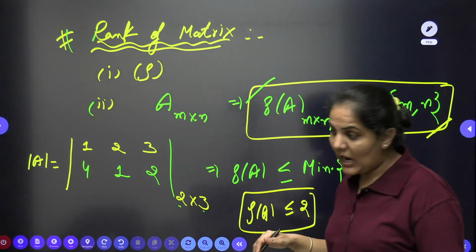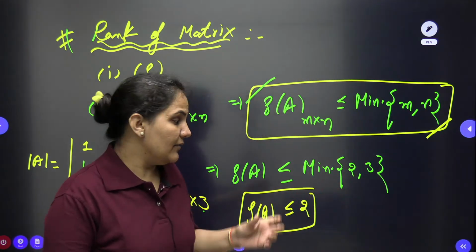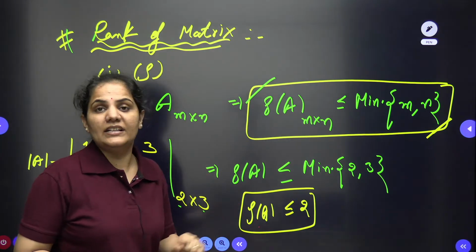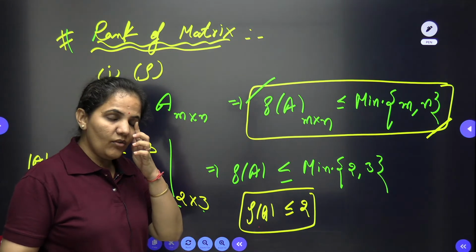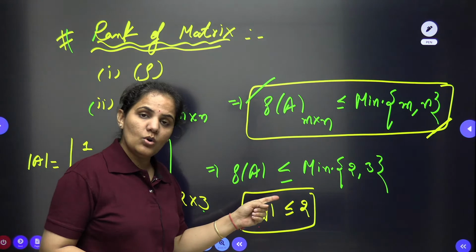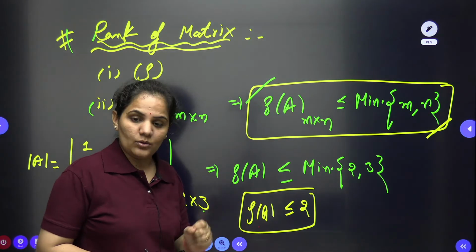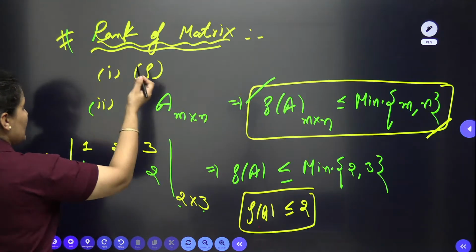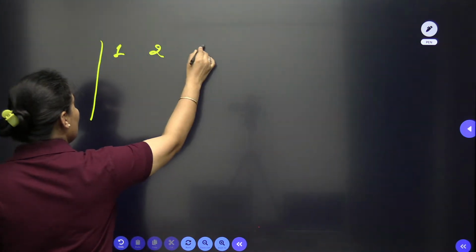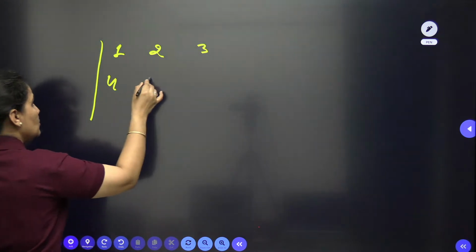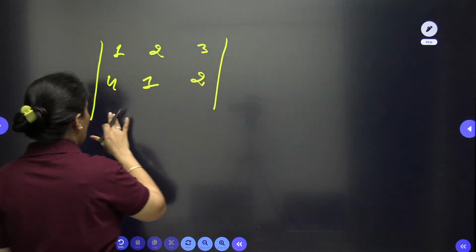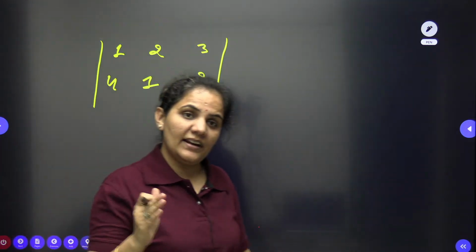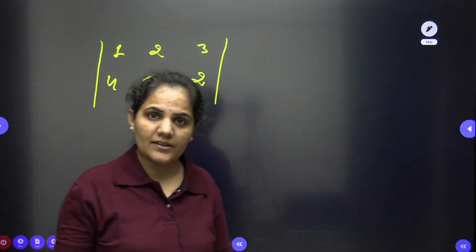Now from here, how will I identify whether my rank is equal to 2 or less than 2? How can we identify? Let's approach it. For that we need to go for the determinant. That's why everything is interconnected. You need to approach the determinant for finding rank. You need to know how to find the rank before approaching the system of equations.